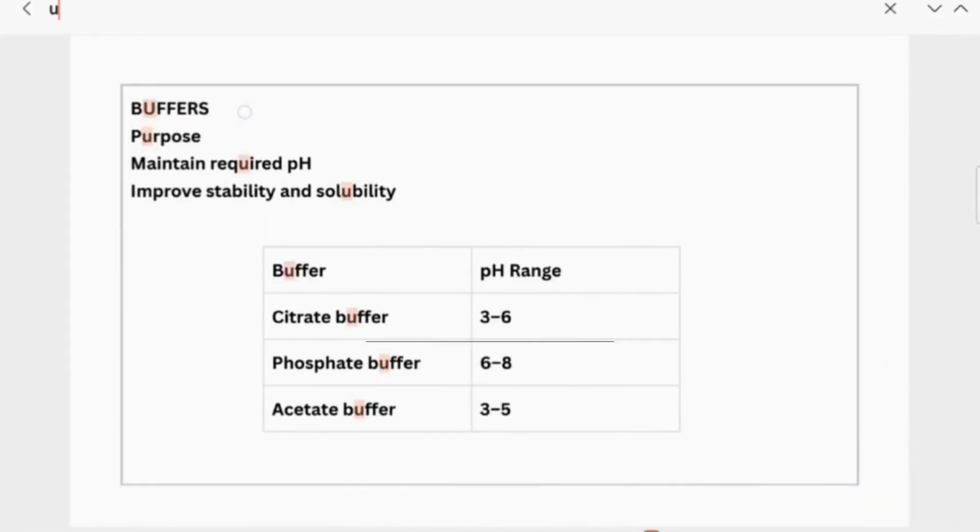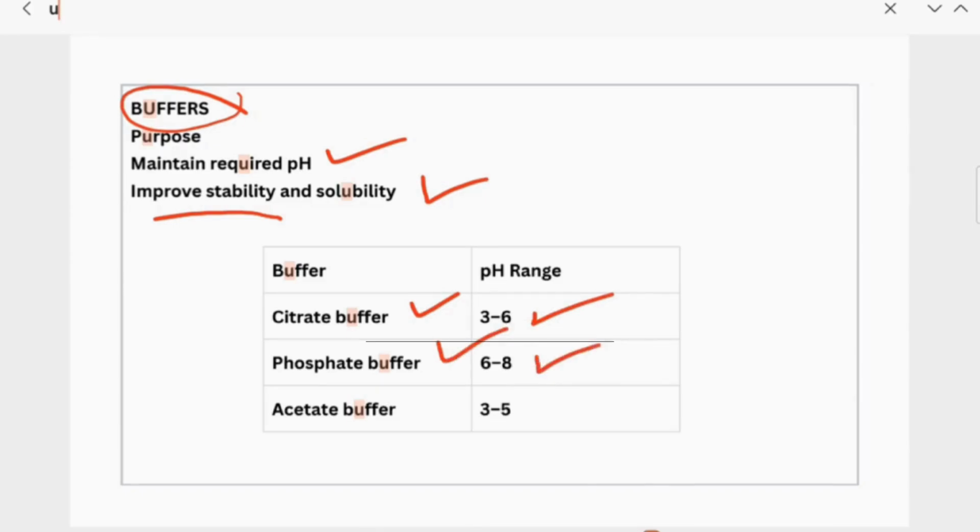Then we use buffers. What is the purpose? To maintain the pH of the formulation, we use buffers. They are added to improve the stability and the solubility. Example, citrate buffer is there, pH range 3 to 6. Phosphate buffer is there, pH range 6 to 8. Acetate buffer is there, pH range is 3 to 5.